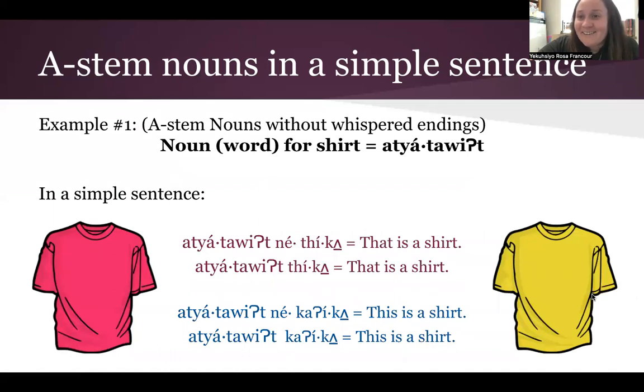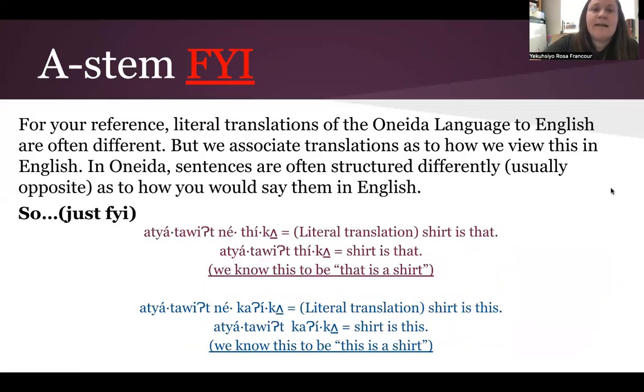Example 1, I already kind of said this, but just to show you if you're a visual learner. Example 1, A-stem nouns with whispered endings or without a whispered ending. So the noun for shirt is adiadawit. In a simple sentence, you could say adiadawit ne tig, that is a shirt. Same way, but just saying it differently. Adiadawi tig, that's a shirt. You could also say adiadawit ne gaig, this is a shirt. Or adiadawi gaig, this is a shirt. Okay, so same thing, just different ways to say it.